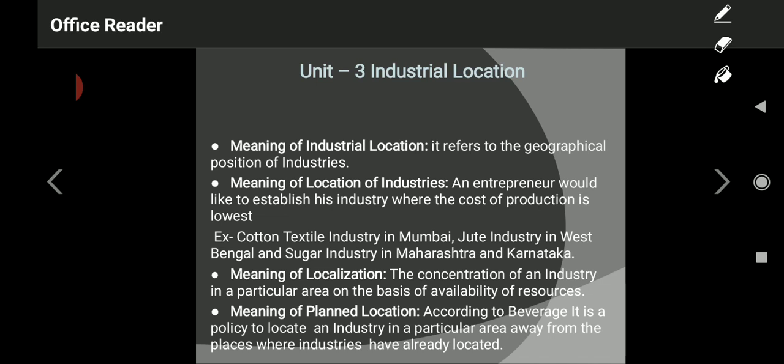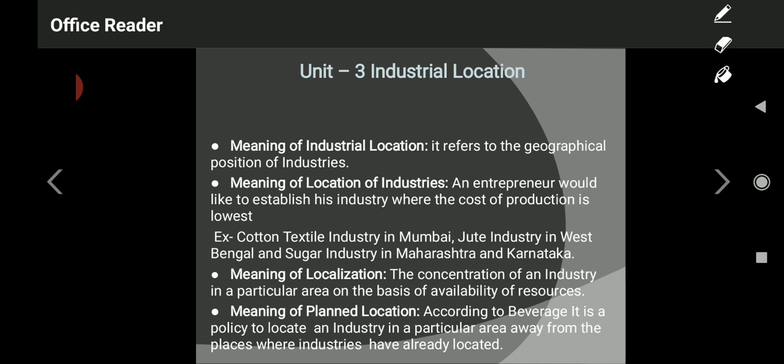The concentration of an industry in a particular place or area on the basis of availability of resources means that when you are going to establish an industrial location in a particular specified place, your first observation, your first lookout, is what kind and what amount of resources are available in that area. So based on that, industries will be located. So here, the availability of resources can also determine the location of industries.